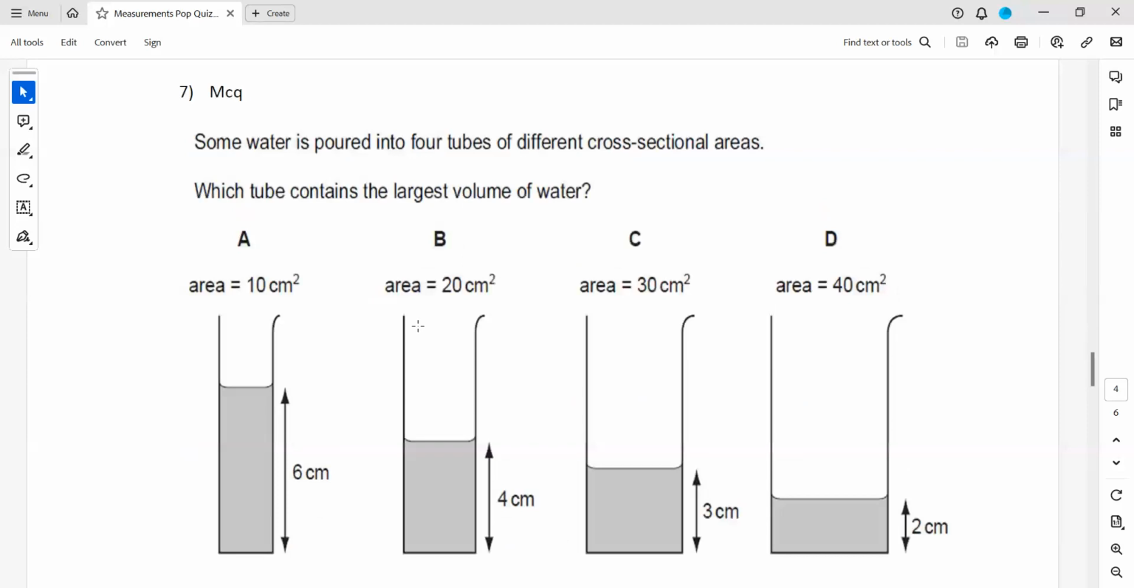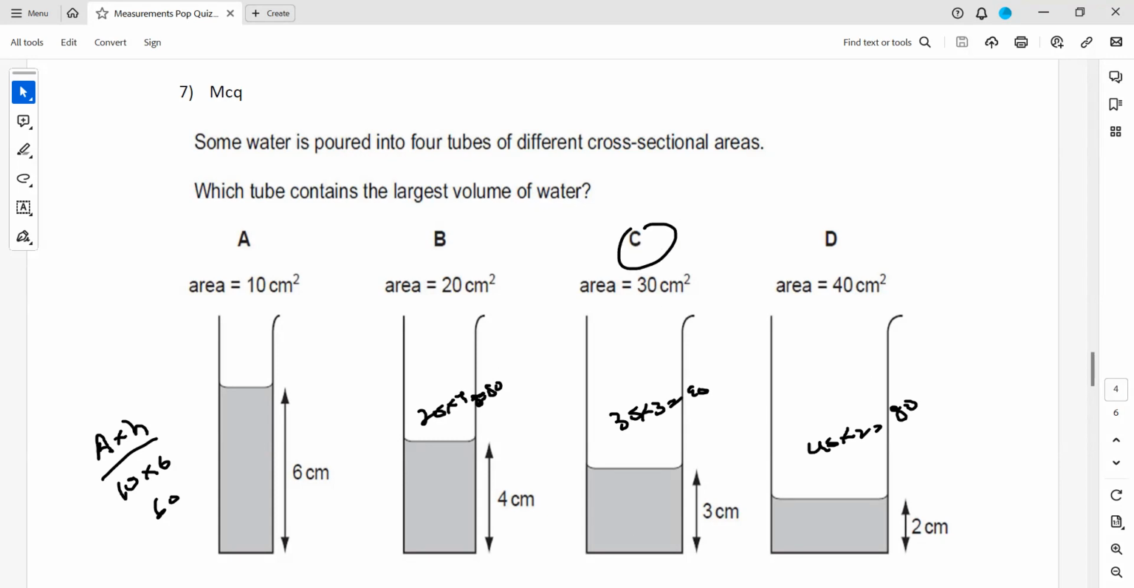Some water is poured into 4 tubes of different cross-sectional areas. Which tube contains the largest volume of water? Area multiplied by height gives the volume. So it is 10 multiplied by 6, which is 60. This will be 20 times 4, that is 80. This will be 30 times 3, that is 90. And this one is 40 times 2, that is 80. So which has the largest volume? C is the right answer.